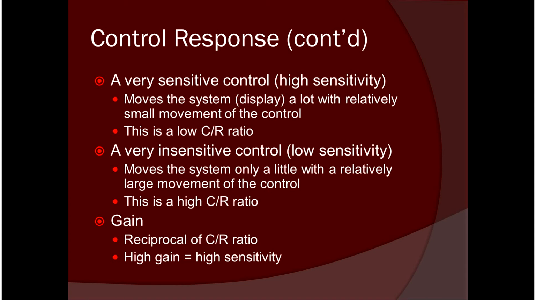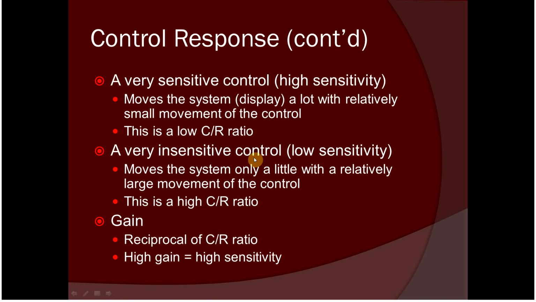So let's think about how that relates to the control response ratio. If the control, the numerator, is very small, I move my hand just a small amount, and I get lots of movement in the response. So low control movement, lots of response movement, that's a low control response ratio. That's a low numerator and a high denominator. That gives me a low overall control response ratio. Would we agree? All right.